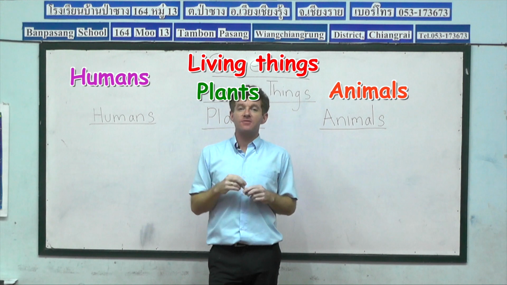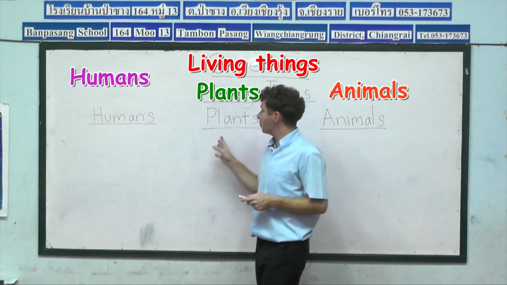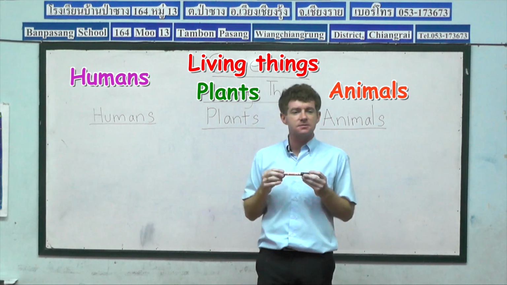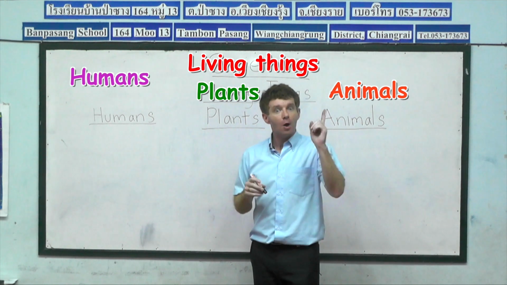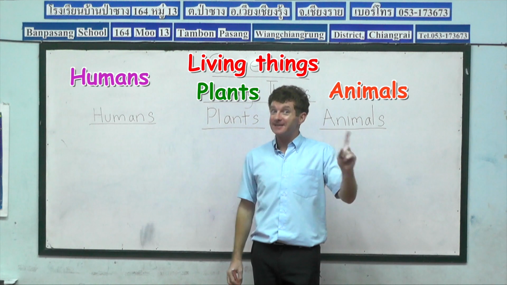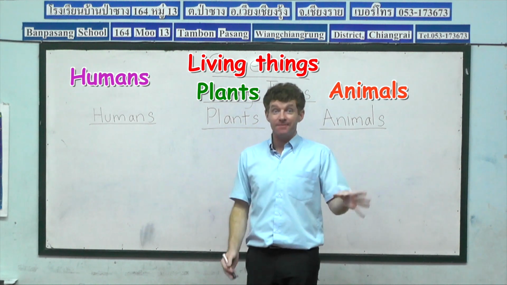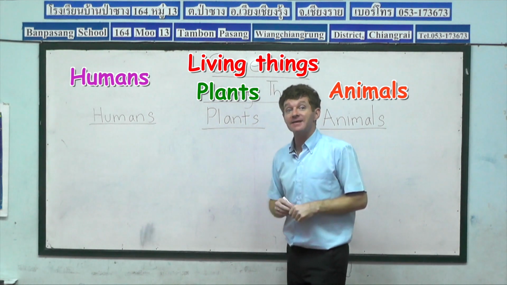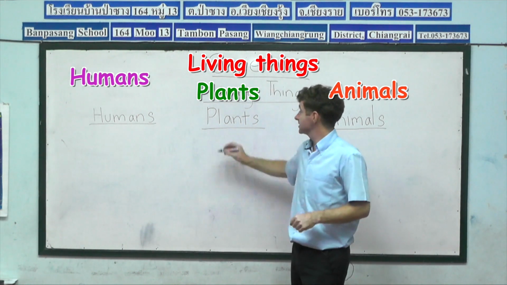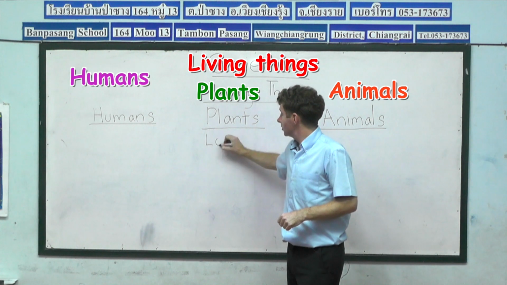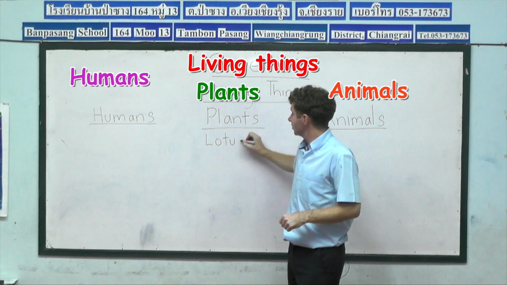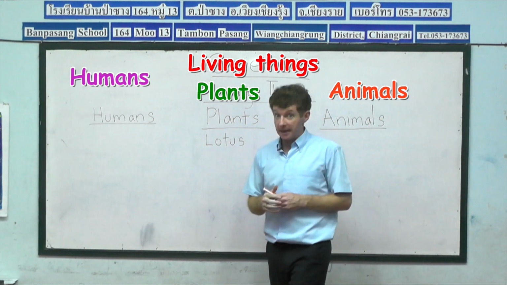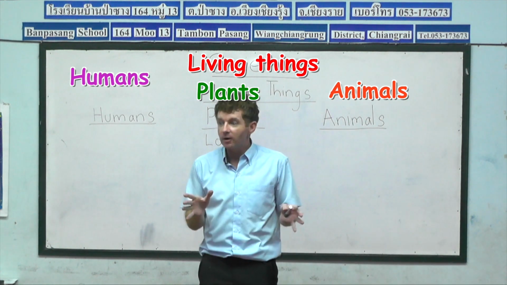Now thinking back to the previous lessons when we learned about plants, guys, who can remember some of the names of plants? Lotus plant. That's a very good example because it's one we'll see where we are in Thailand. So lotus is an example of plants. Lotus, L-O-T-U-S. Lotus plants.